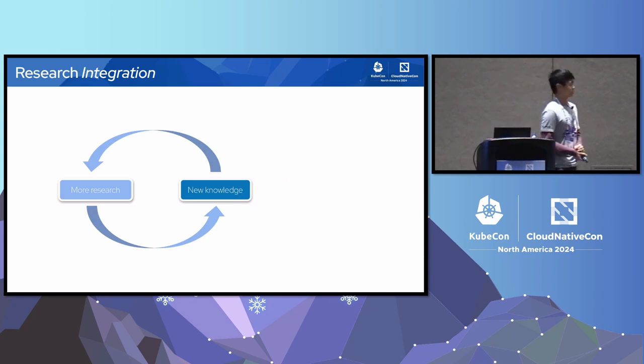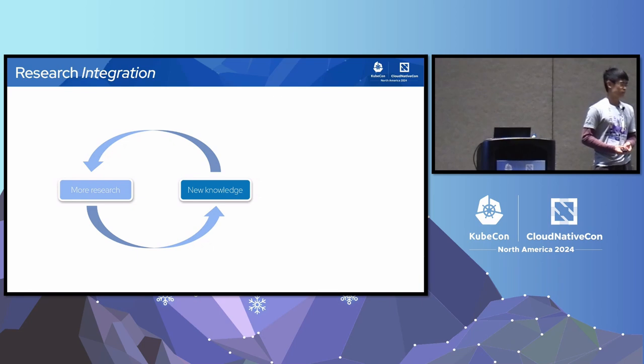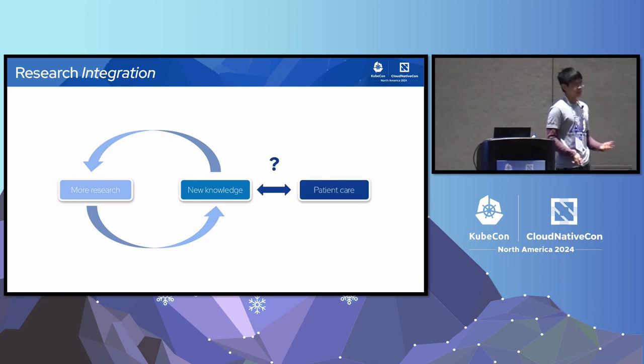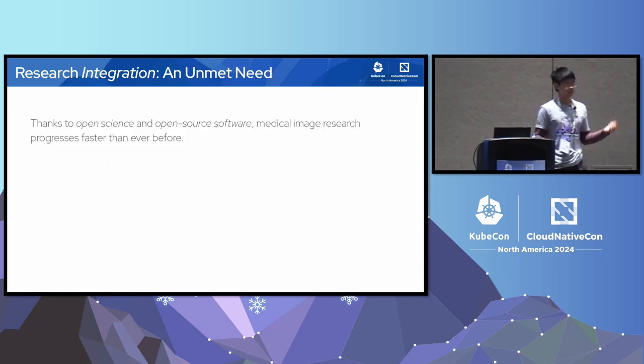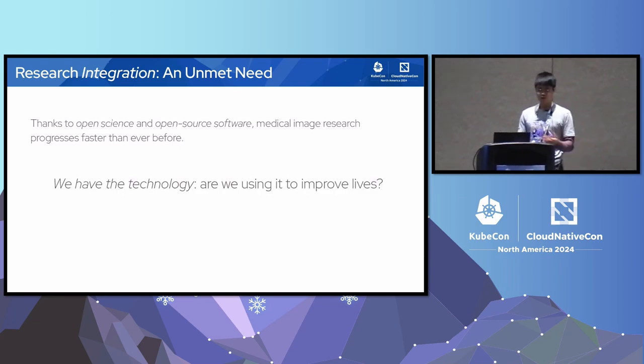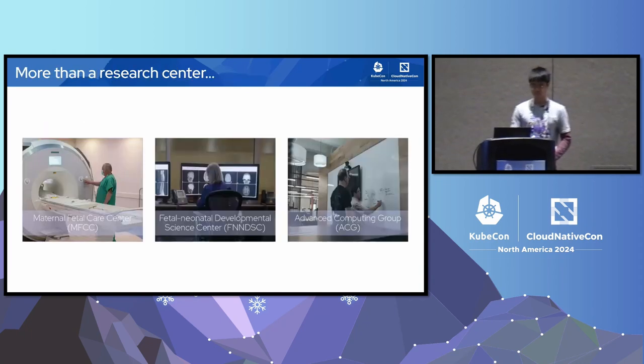As we're doing more and more research, we are acquiring new knowledge, and that new knowledge leads to new research questions and more research, of course. But we have one remaining unsolved problem, which is how can we take the products of research and actually deliver value? In our case, how can we improve patient care? So it's no longer a question about whether or not we have the technology, because the year is 2024. Technology is awesome, AI is awesome, Kubernetes is awesome, but even though we have the technology, how are we using it to improve lives?